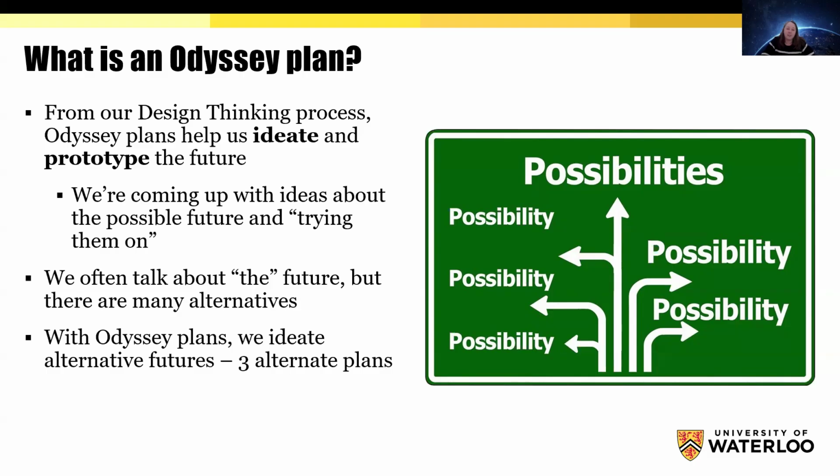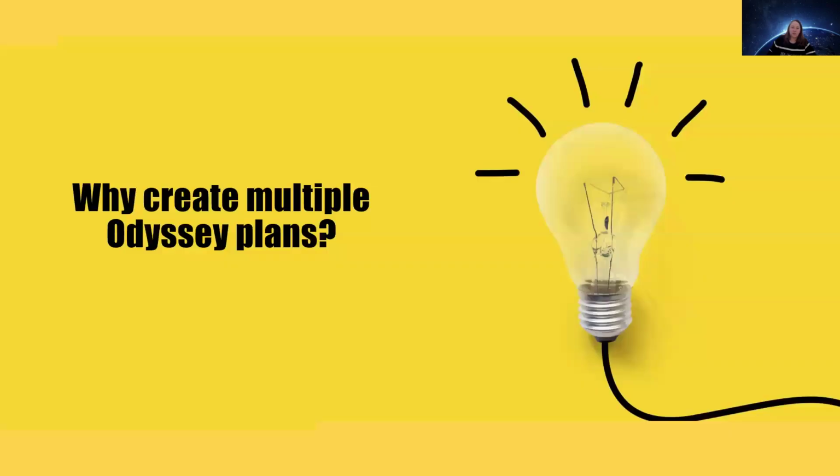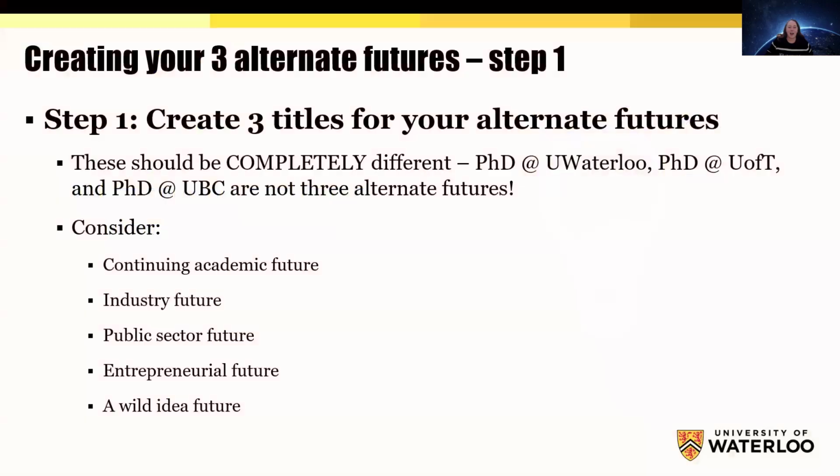So with our Odyssey plans, which use that design thinking process, we basically create three alternative futures that we try on in our brain. Why we create multiple Odyssey plans is, like I was saying, we're creating those different alternative futures to try on. How we do this is three different steps. In step one, and I'm going to give you a worksheet, so don't worry about thinking about this yet, we create three titles for your alternative futures.